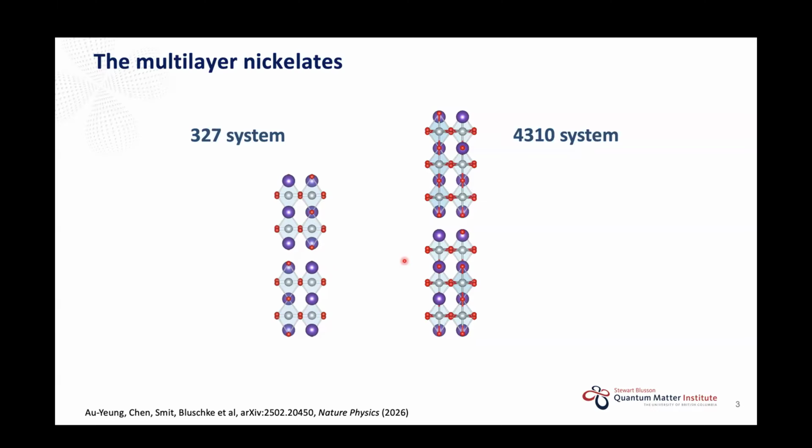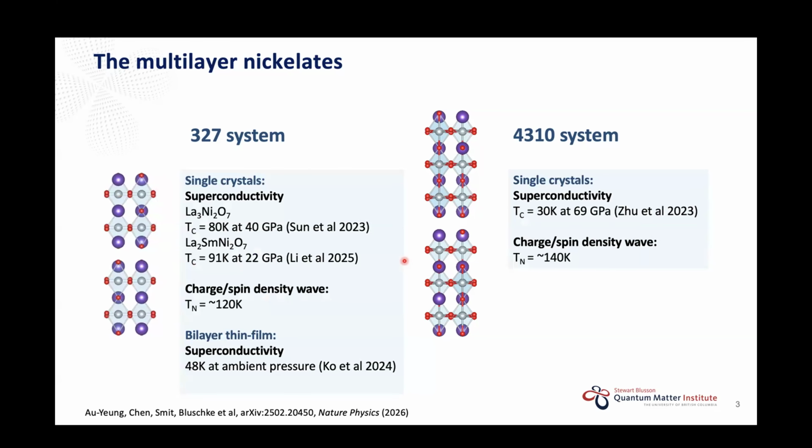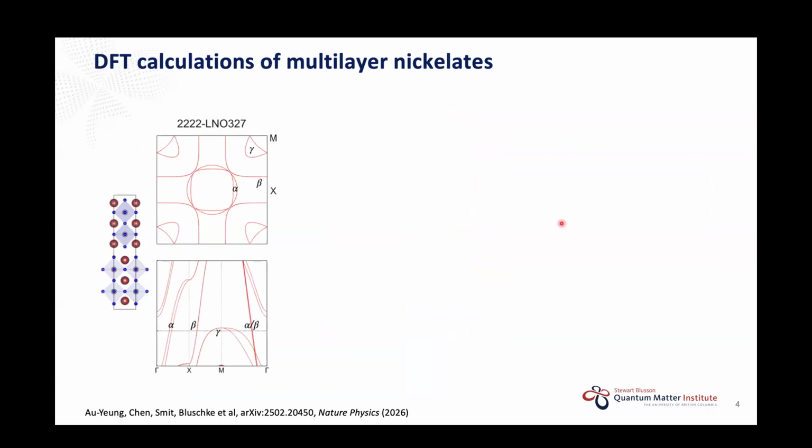The structures are different, but they actually share a lot of common properties. For example, they are both superconducting, and they're both known to have some charge or spin density wave transition. For our study, we're mostly focusing on 327, but at different points, we'll make references to 4310 systems as well.